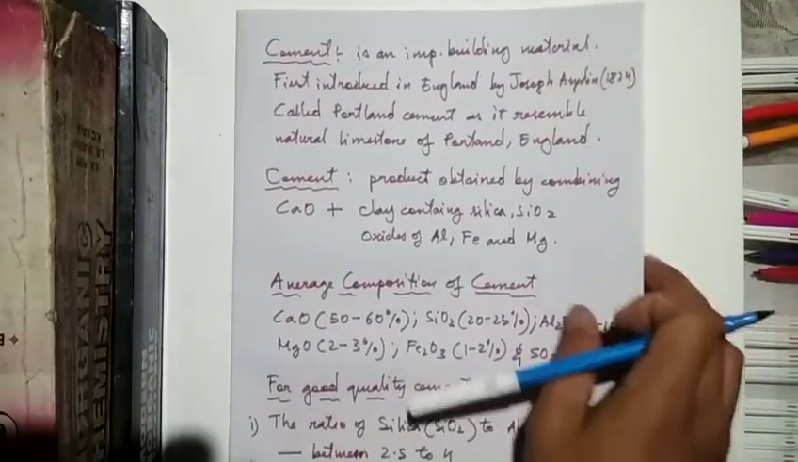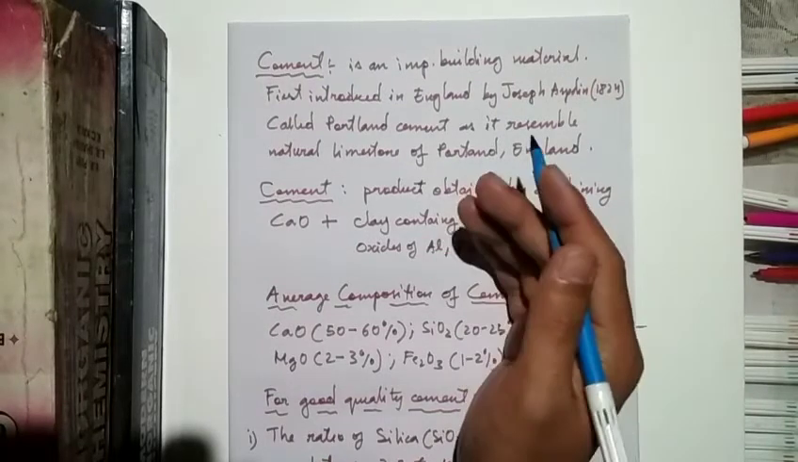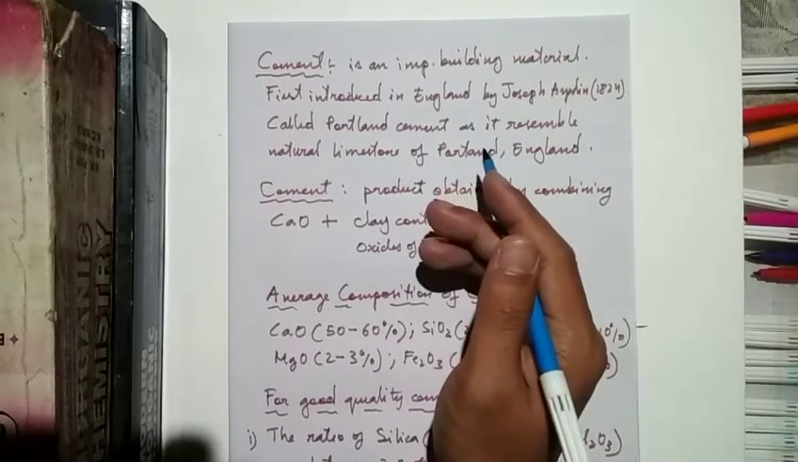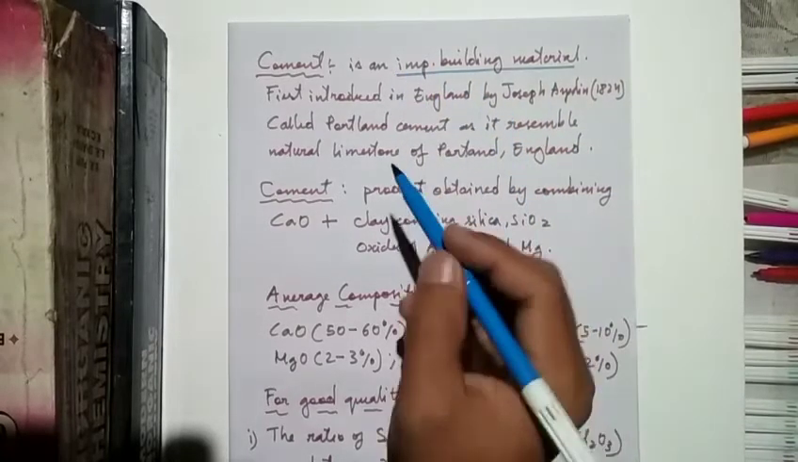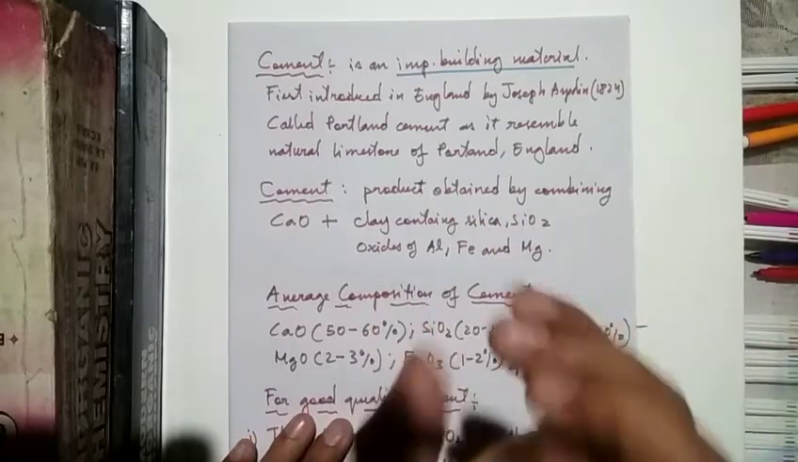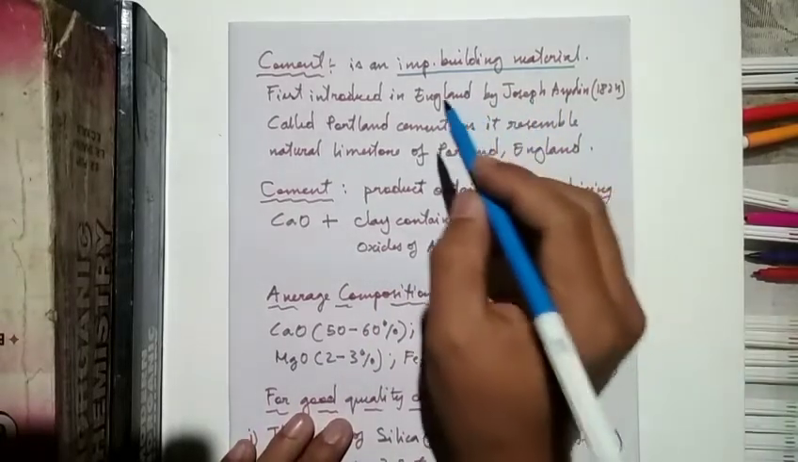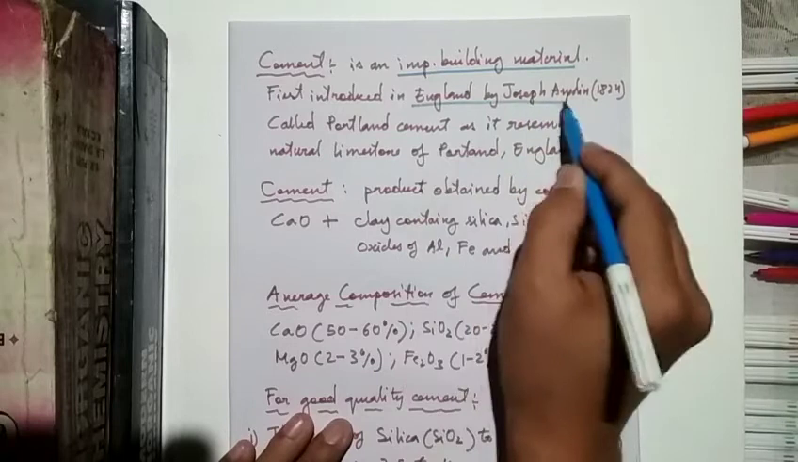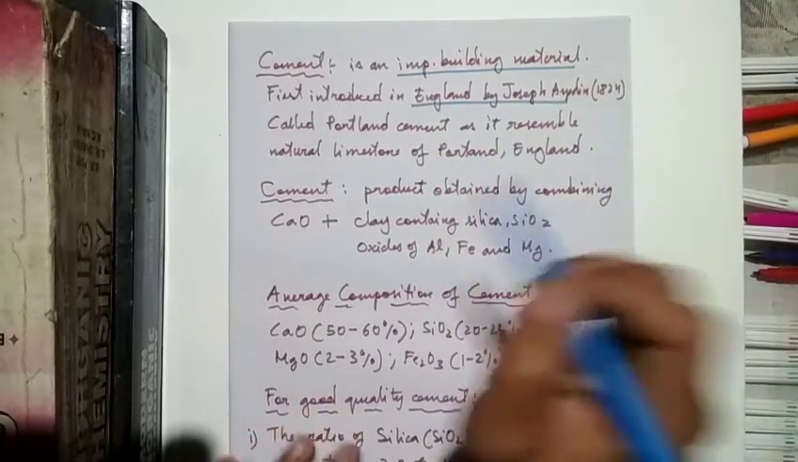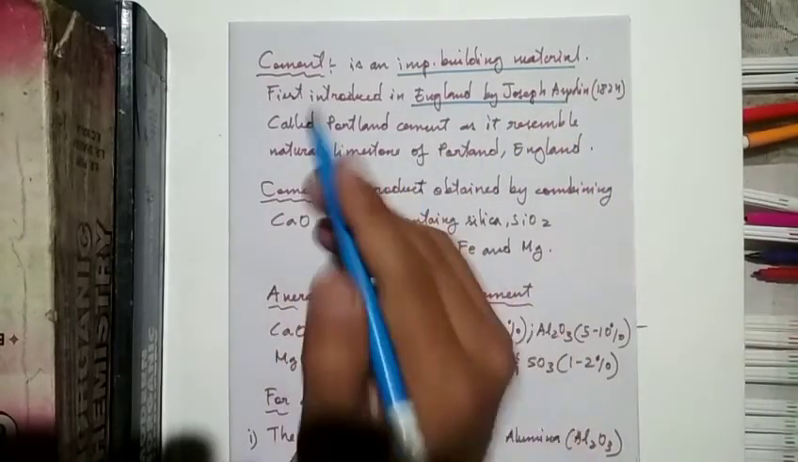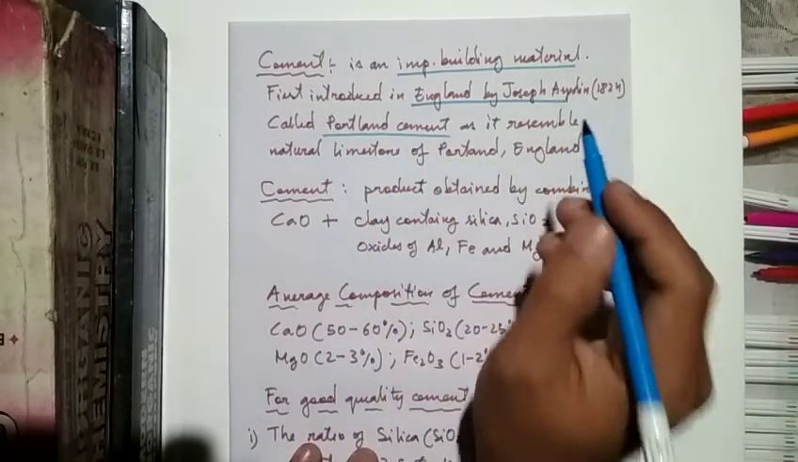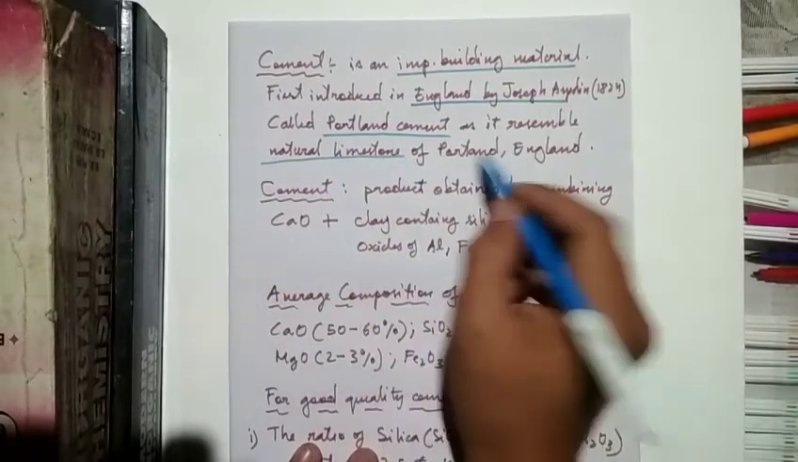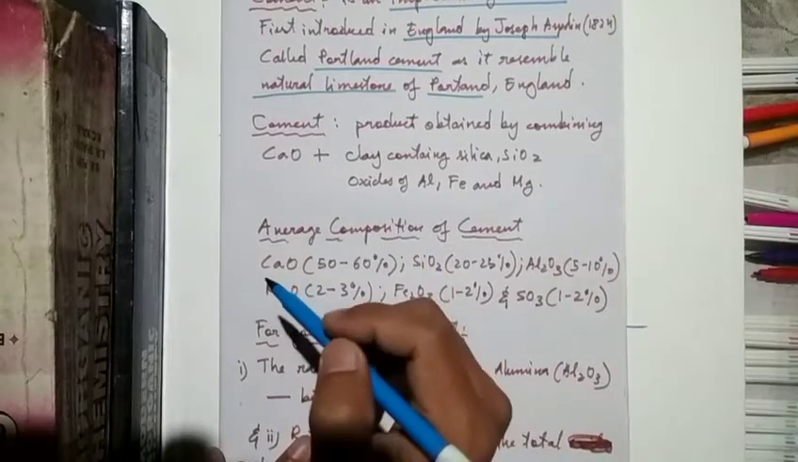Now our next topic is cement. We all know what cement is. Cement is an important building material. It was first introduced in England by Joseph Aspdin, 1824. It is also known as Portland cement, because it resembles the natural limestone of Portland in England.